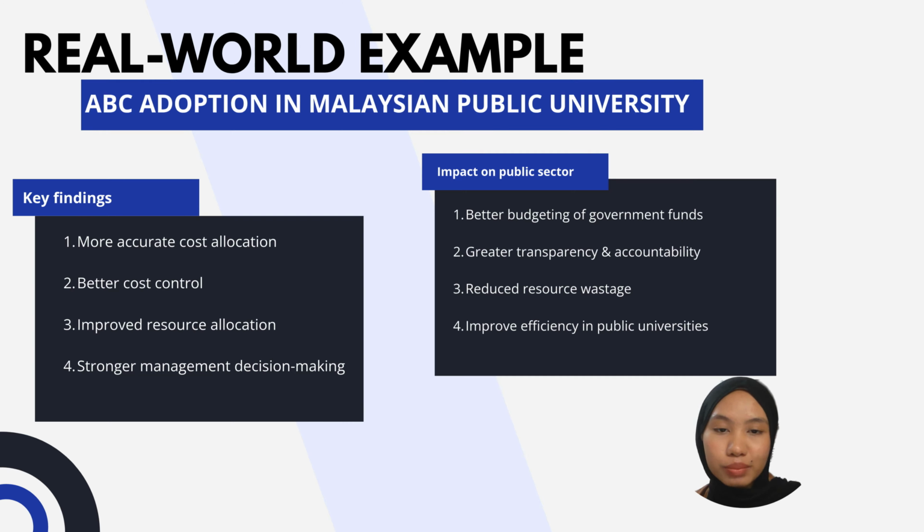Lastly, better management decision making. ABC provides reliable cost information that supports management decisions such as introducing new programs, expanding facilities, or improving existing services. Now, the impact on the public sector. For the public sector, these benefits are important because public universities operate using government funding. ABC helps improve budgeting accuracy, increases transparency and accountability, reduces resource wastage, and ensures public funds are used more efficiently.